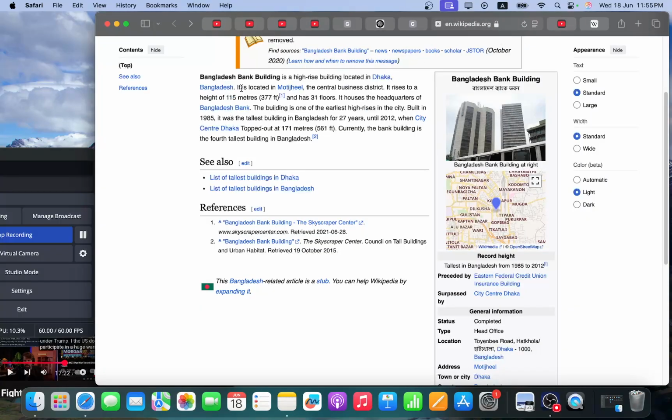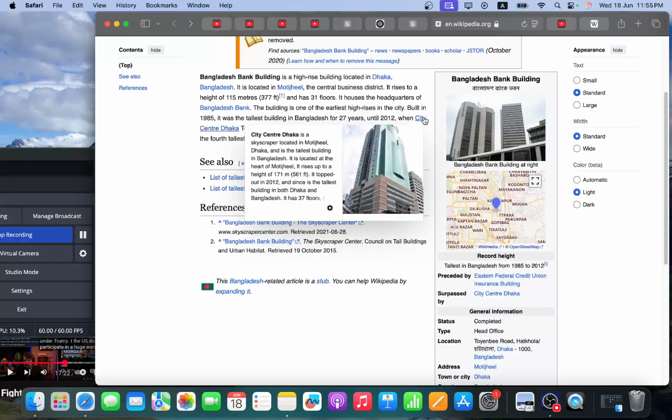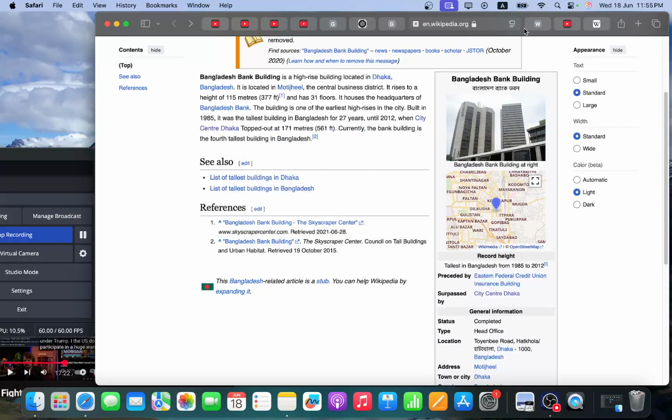Located in Dhaka, Bangladesh, in the Motijheel Central Business District. It is currently the fourth tallest building, by the way. It used to be the top one for 27 years. City Center apparently tops that. Let's check out what City Center is.